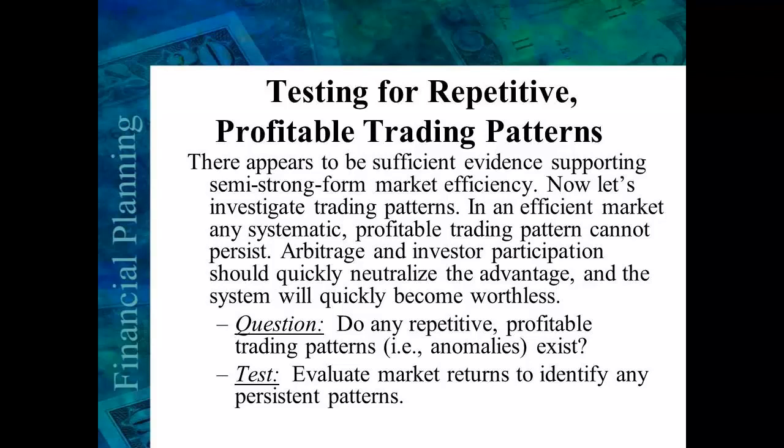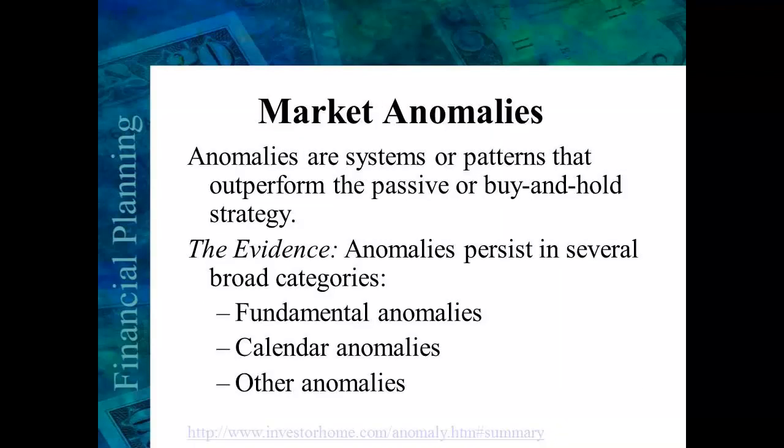Now, let's investigate trading patterns. In an efficient market, any systematic, profitable trading pattern cannot persist. Arbitrage and investor participation will quickly neutralize the advantage, and trading systems will quickly become worthless. So, question: do any repetitive, profitable trading patterns, i.e. anomalies, exist? The test: let's evaluate market returns to identify any persistent patterns. Anomalies are systems or patterns that outperform the passive or buy and hold strategy.